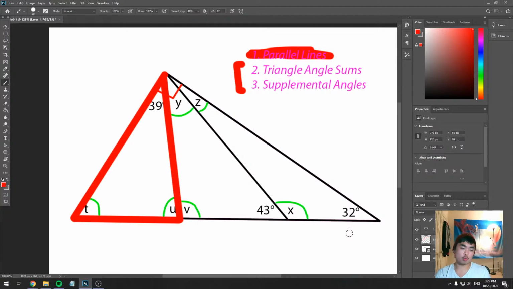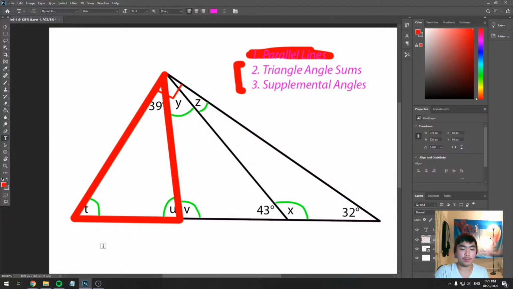And, well, I mean, we could use our triangle angle sums to figure out our angles, but there's a problem, right? Let's look at this left triangle here. So I want to figure out what t is, but how do I go about doing that?